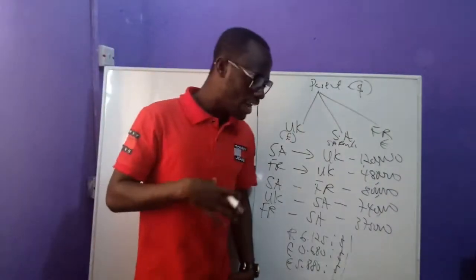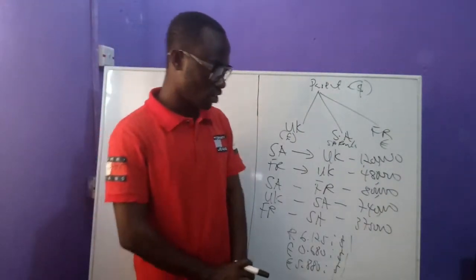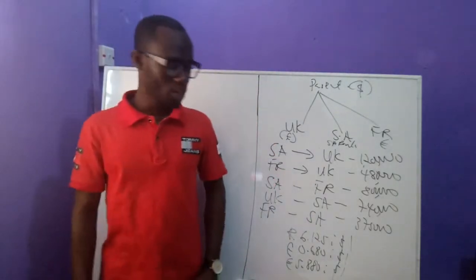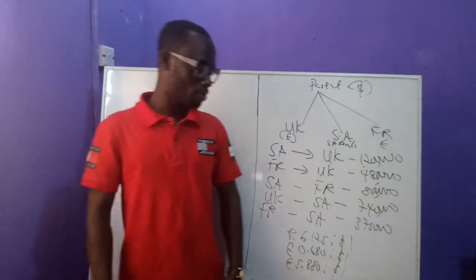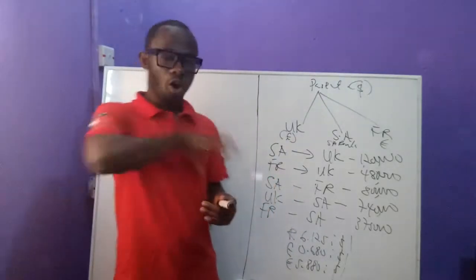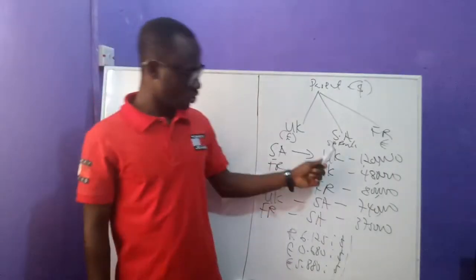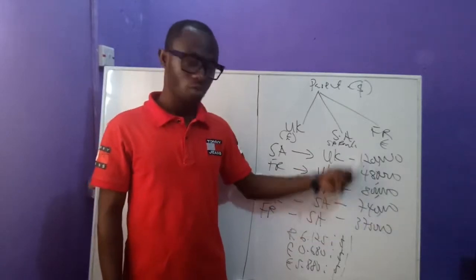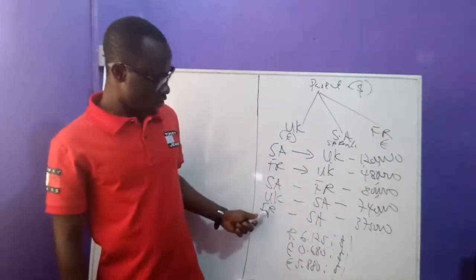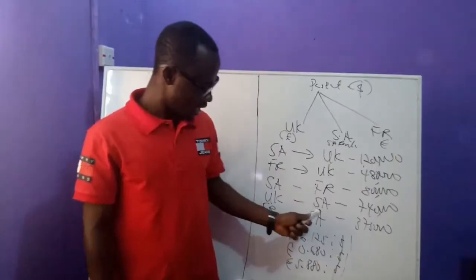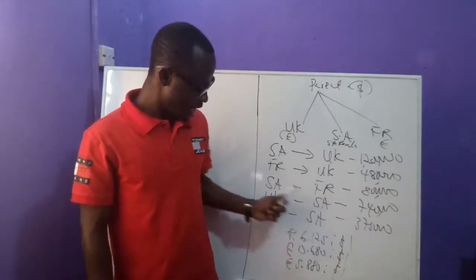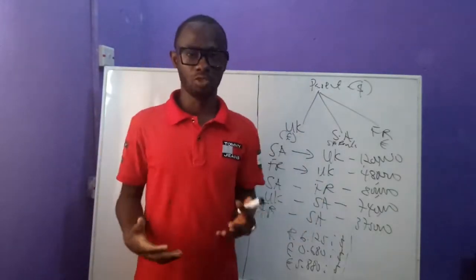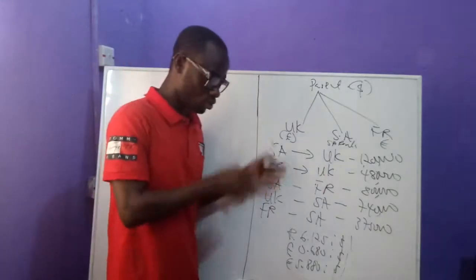Required: calculate the net payment balances of the subsidiaries after netting off the intercompany balances. So the examiner wants us to calculate the net payments between them. So at the end of the day, you owe me, I owe you. So SA owes the UK, the UK owes the SA. So when we balance off, how much will be left? The FR company owes the SA company, and then the SA company also owes the FR company. When we balance it off, how much will be left? That is what we want to do here.